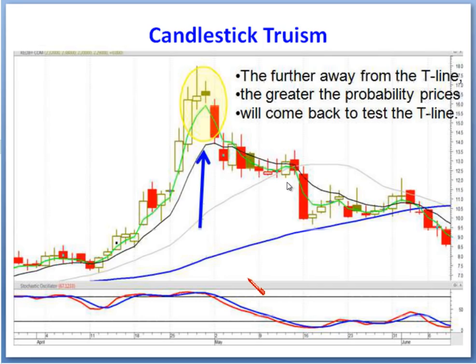And if you can add the factor that the further away you move from the T-line, the higher the probability it's going to come back and test it, it just makes it that much more compelling that you should be taking profits up here. Now, as we go through training of other signals and patterns, obviously when it comes back here and does a J-hook, you can always buy it back. But why risk anticipating what it's going to do versus actually watching what it's going to do?